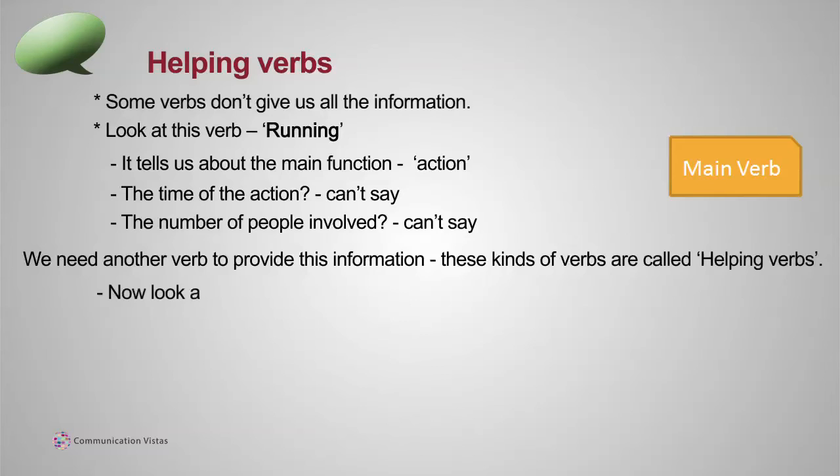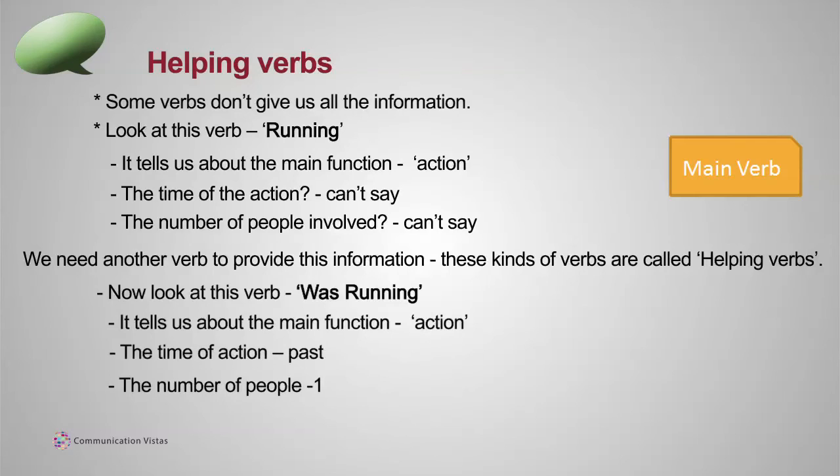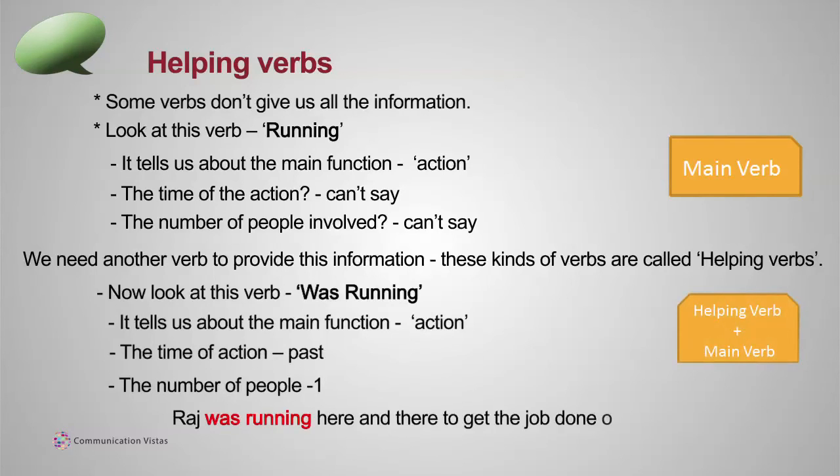Now look at this verb, was running. It tells us about the main function, that is, action. The time of action, past. The number of people, 1. Raj was running here and there to get the job done on time.